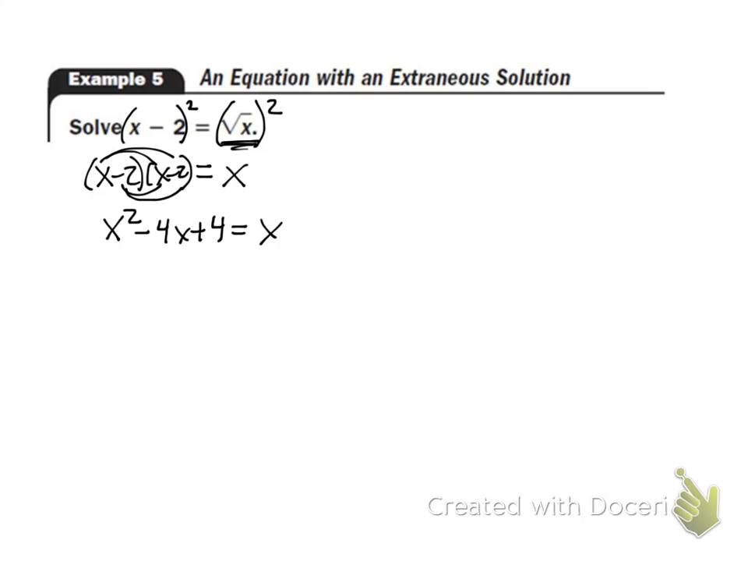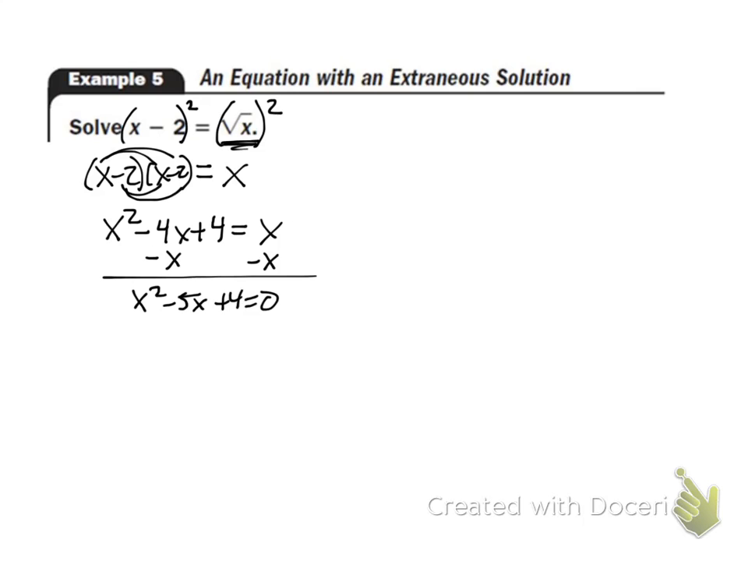Now what I'm going to do is set it equal to 0. We have a quadratic, right, equation. It's got an x squared in it. So what we have to do is set it equal to 0. I'm going to subtract the x from both sides. So now I have x squared minus 5x plus 4 equal to 0. And right now I'm hoping for a quadratic that's factorable because that's the easiest thing to do. I don't want to have to use the quadratic formula or complete the square.